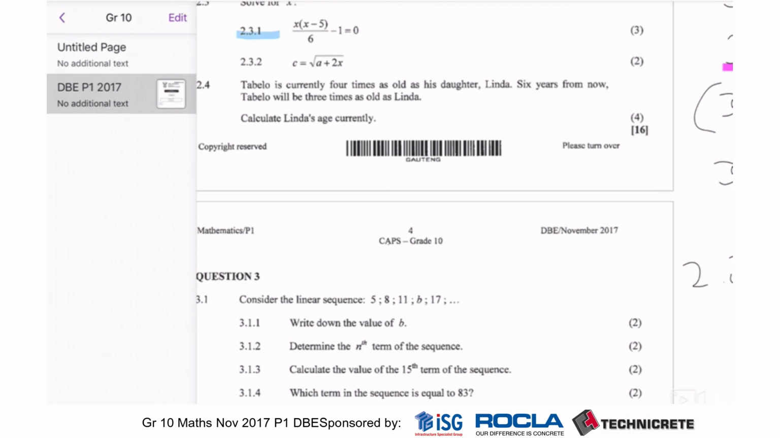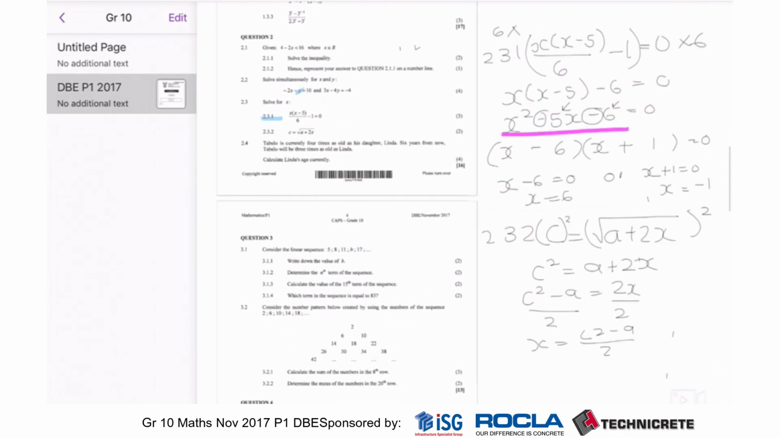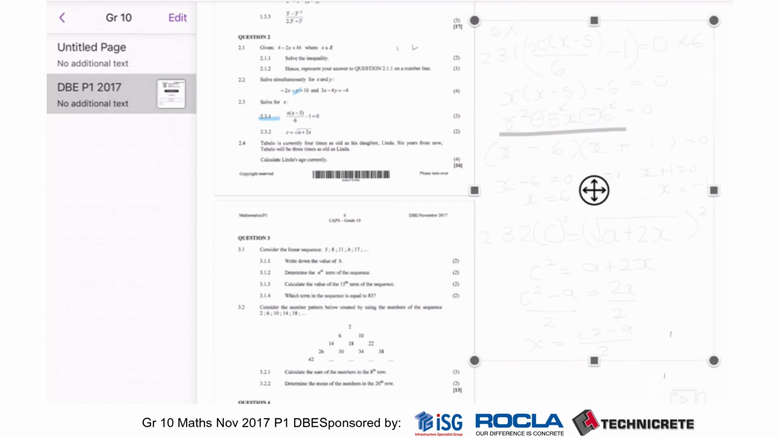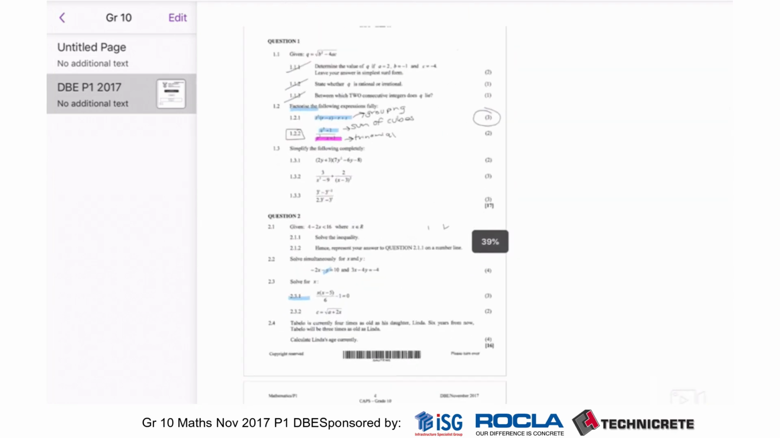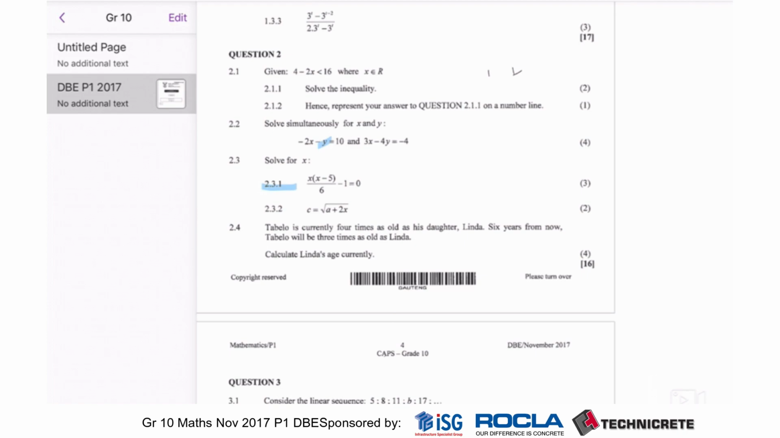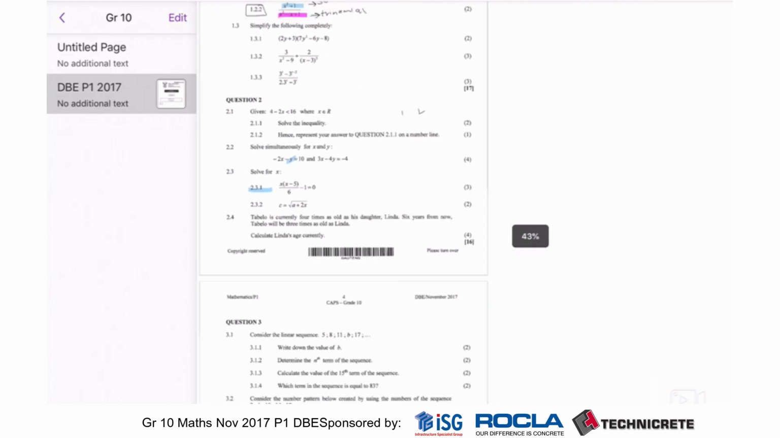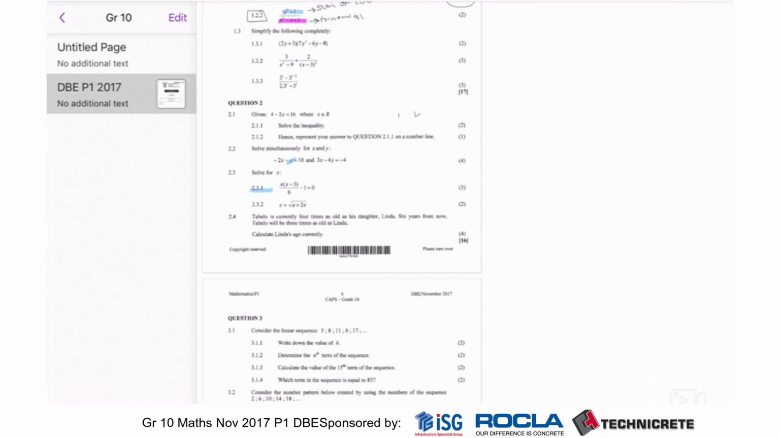Okay, let's look at the problem solving question. Let me just erase this quickly, then we have more space on this side. It says, Tabelo is currently 4 times as old as his daughter Linda. Six years from now, he will be 3 times as old as Linda. Calculate Linda's age currently. So this is forcing us to make use of concepts that should be known in algebra.